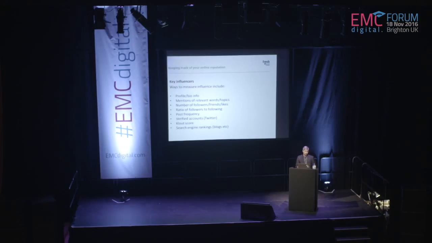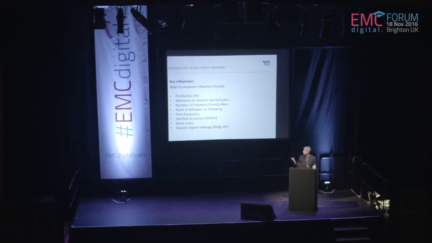And when it comes to identifying influencers, you want to look at things like their profile or bio info. So are they someone who's local to your institution? Are they someone who is going to be listened to in the education sector, for example? Do they mention words like education or schools or other words that are relevant to your website in their bio? The number of followers, fans and likes they have obviously gives a sign of their popularity, and also the ratio of that too. You want to make sure that someone has a big following rather than is a follower.